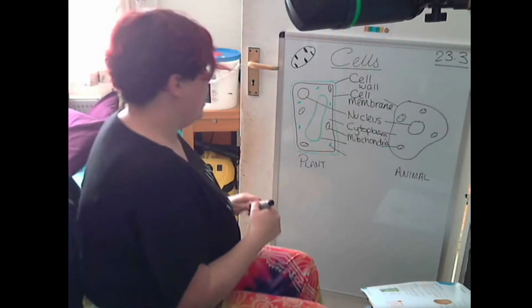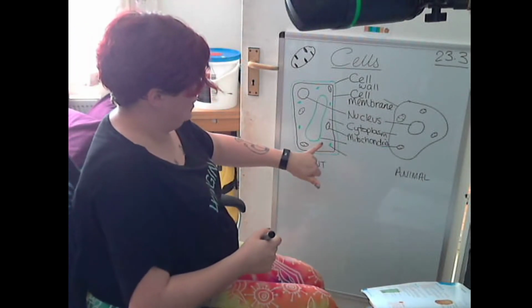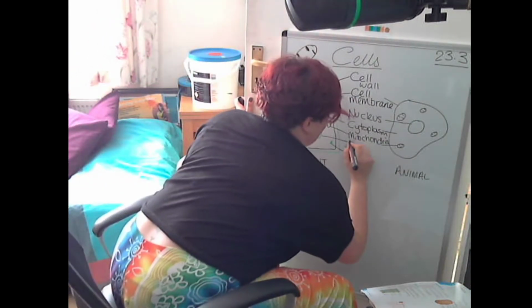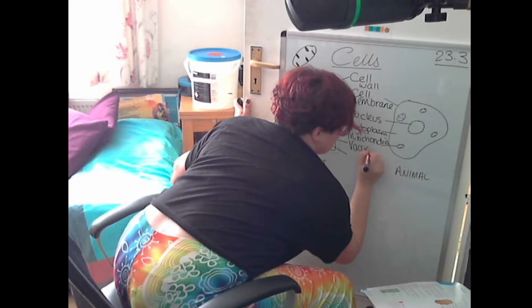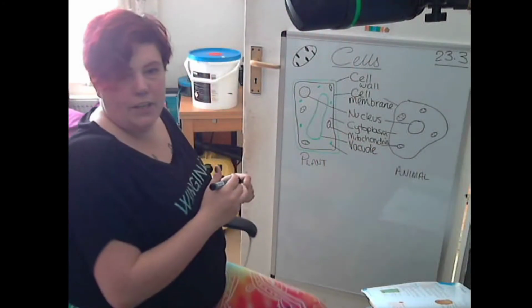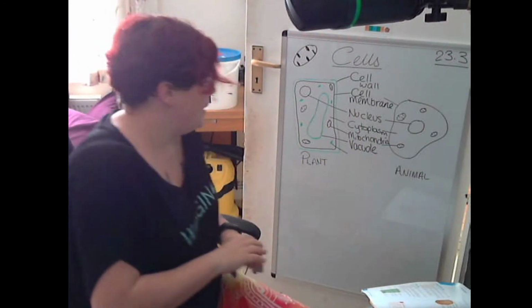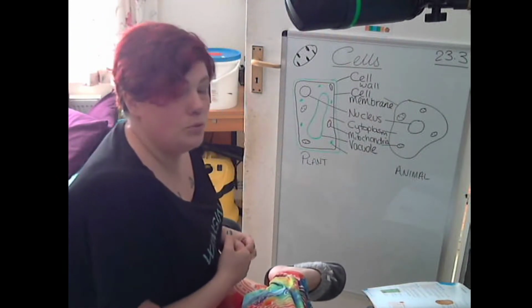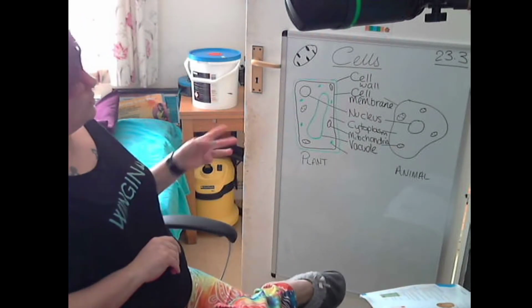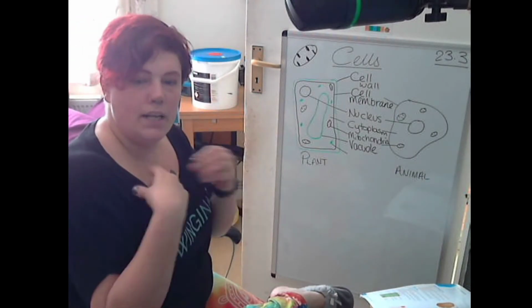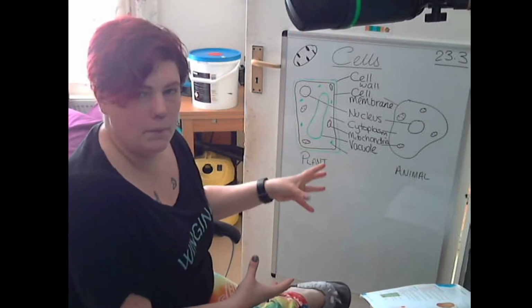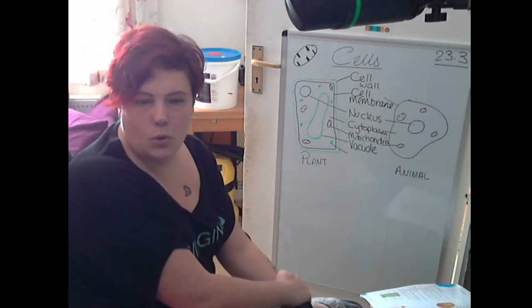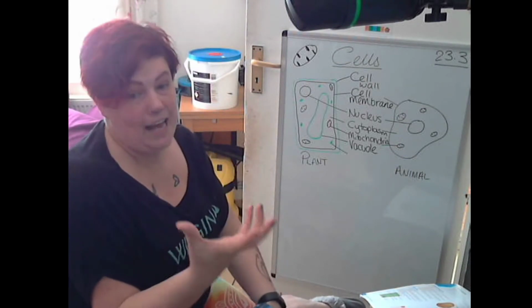Okay. Then the next one we've got is another one which is only in the plant cell, and that is the vacuole. The vacuole in plants is sometimes called a permanent vacuole. Animal cells can temporarily develop one, and it will go away again. Plants always have one in their plant cells. The purpose of the vacuole is to store what we call cell sap.